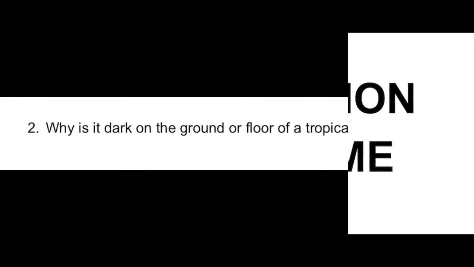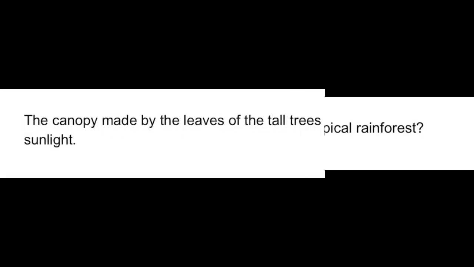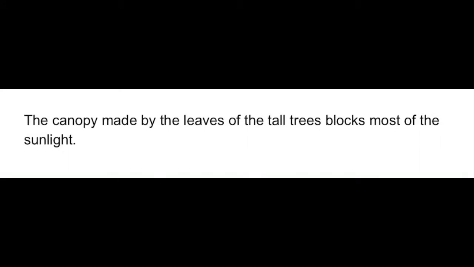It is comprehension question time again. Number 2. Why is it dark on the ground or floor of a tropical rainforest? The canopy made by the leaves of the tall trees blocks most of the sunlight.